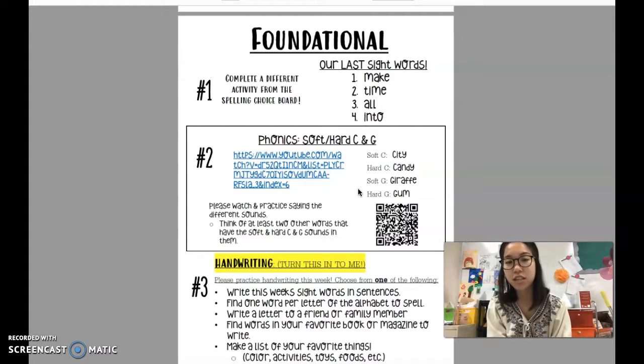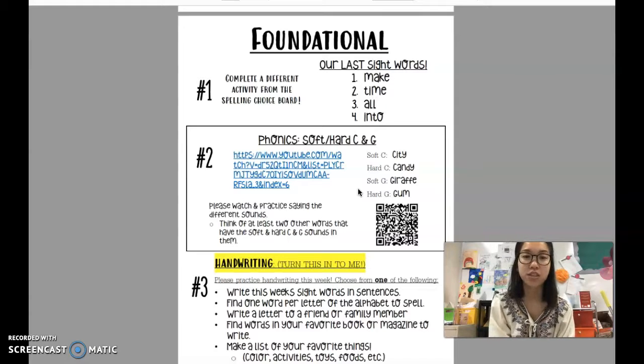The soft C sounds like an S, whereas the hard C sounds like a K. Soft G sounds like a J, and hard G sounds like a G. You'll just watch that video there and then think of 2 other words for each one. You don't need to turn anything in to me for that.